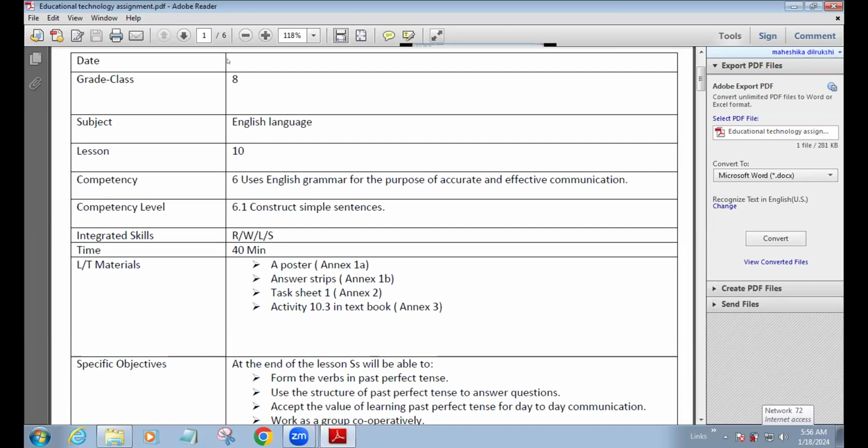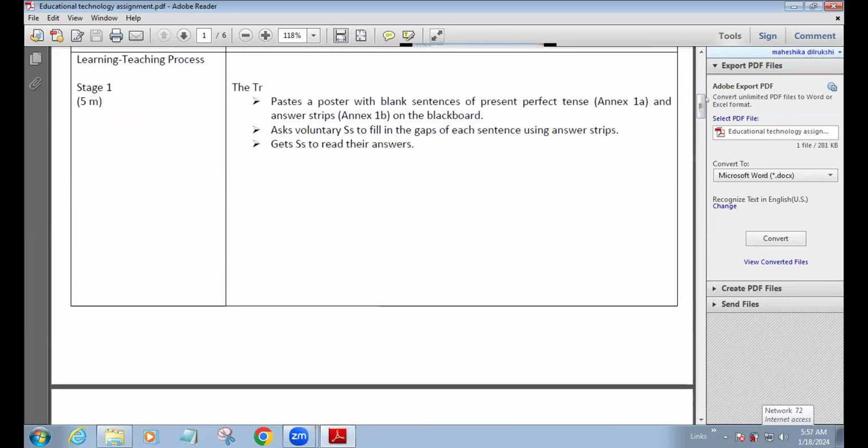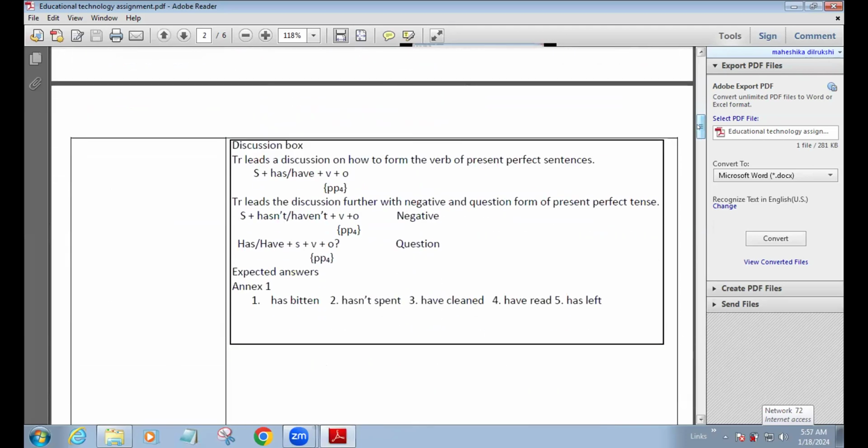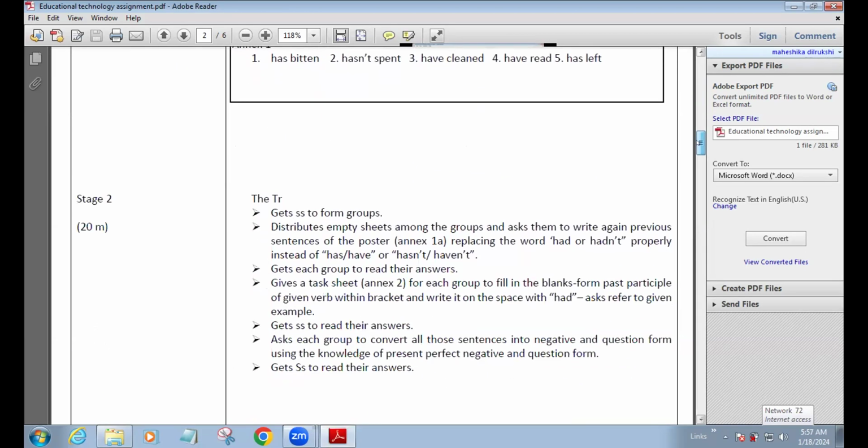When it comes to learning teaching material, I have an improvement needed. That is, don't say a poster. Instead, you have to give a title to the activity. Do you understand? Yes, ma'am. Yeah, that is a small thing, it's not to cut marks that I'm telling, okay?